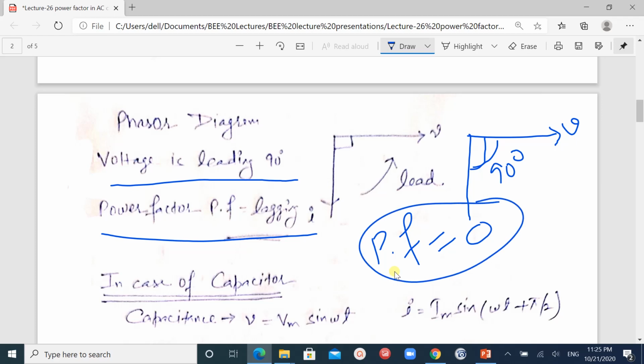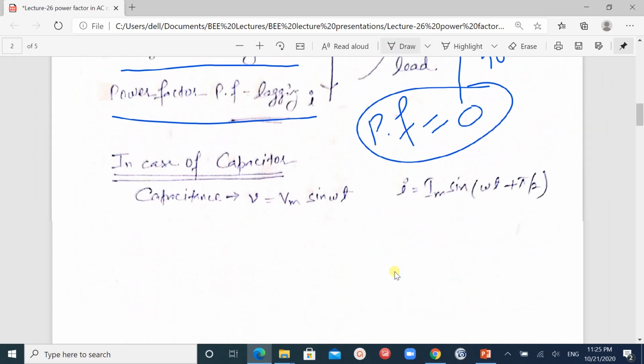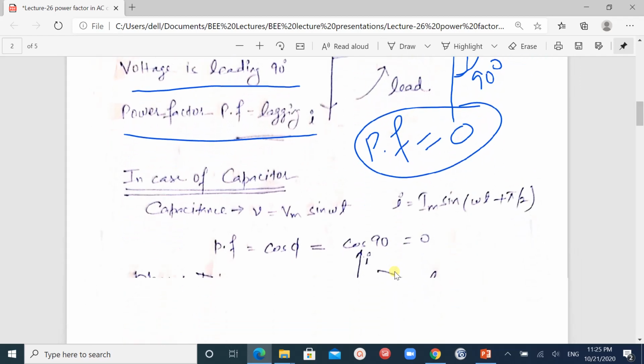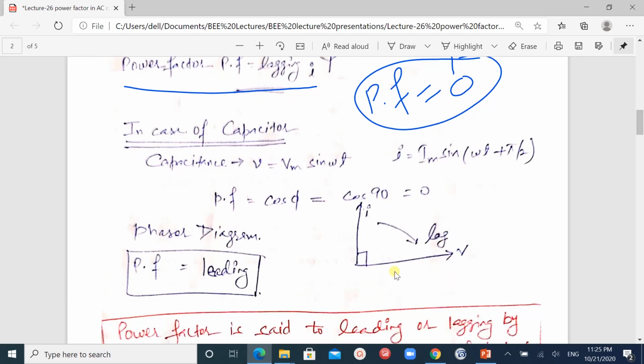Then the next case is capacitance. In case of capacitance, V is equal to Vm sin omega t and I is equal to Im sin(omega t plus pi by 2). So here phi is 90, cos 90 is equal to 0. So power factor in this case is also 0. Whether the case is inductance or capacitance, the power factor is 0.